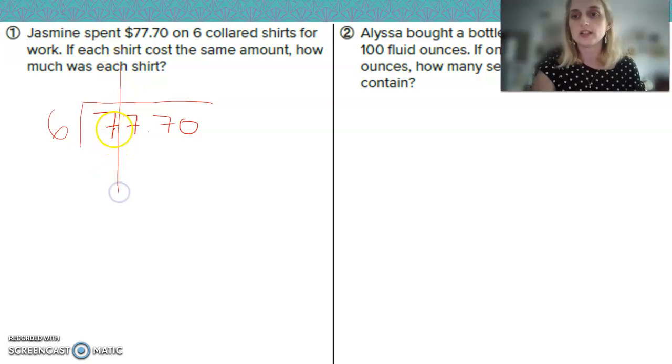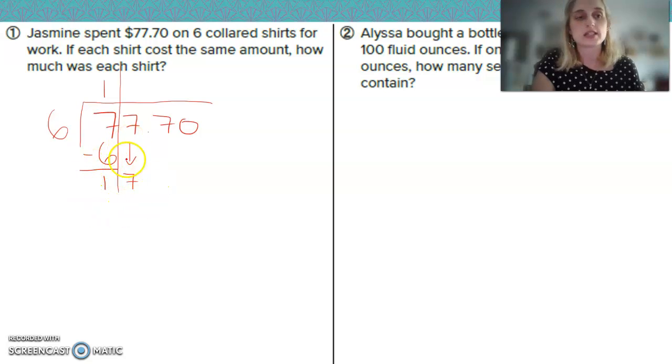Starting right here. If you have $7, can you make a group of 6? Yes, you can. Can you make 2 groups of 6? No, not 2, because 2 groups of 6 is 12. 1 group of 6 is 6, and you'll even have 1 left over. Next, you're going to bring down your 7.